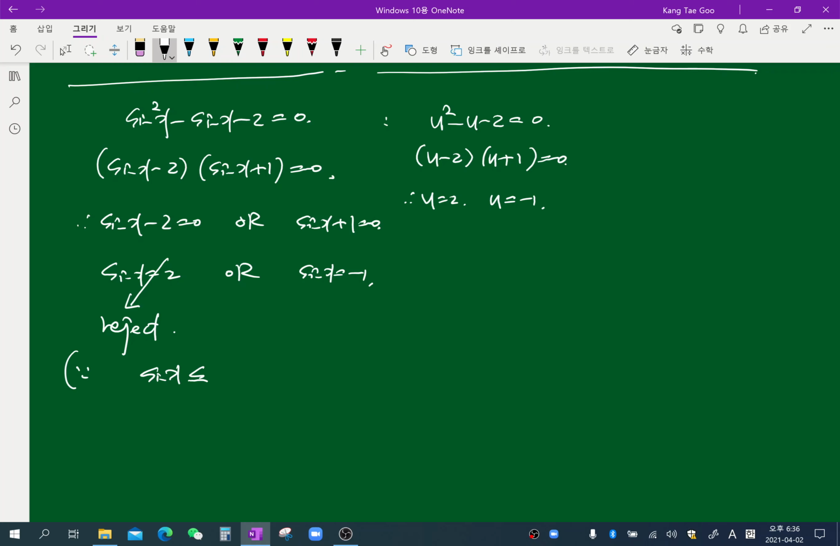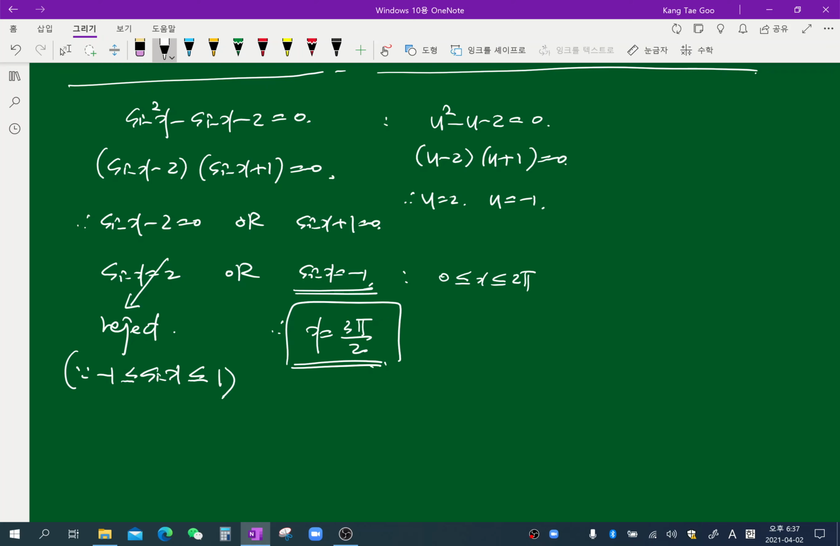Sine x must be within minus 1 and 1, so sine x cannot be 2, and we reject this. Then sine x is negative 1. If x is within one revolution, then x is 3 pi over 2, so this is the only answer.